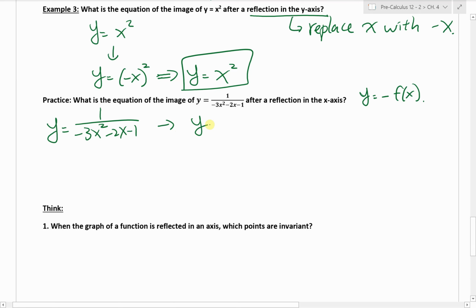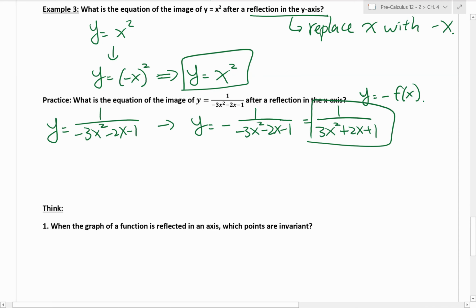This actually becomes y equals negative of this, negative of what it was. Now obviously we can apply the negative sign to either the numerator or denominator. I'm going to put it into the denominator because then I can make everything positive. So this will be the answer.